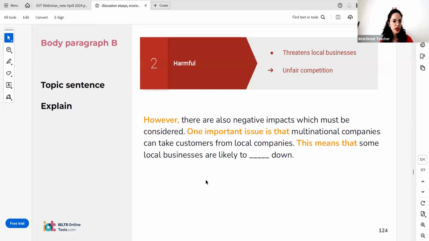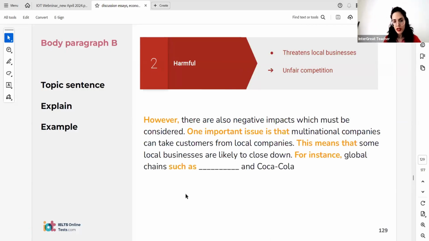We don't need ing. Do we have do down? The best one is close down or shut down. That's also a possibility. Yeah, to close down. Shoot down, no. But shut down, yeah. Okay, so this means that some local businesses are likely to close down.